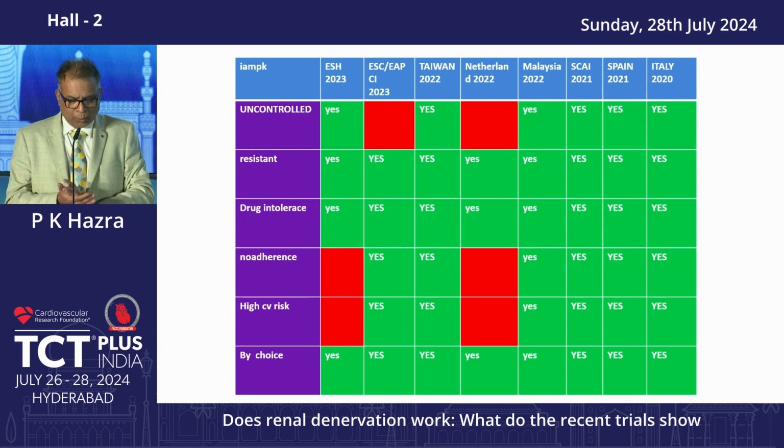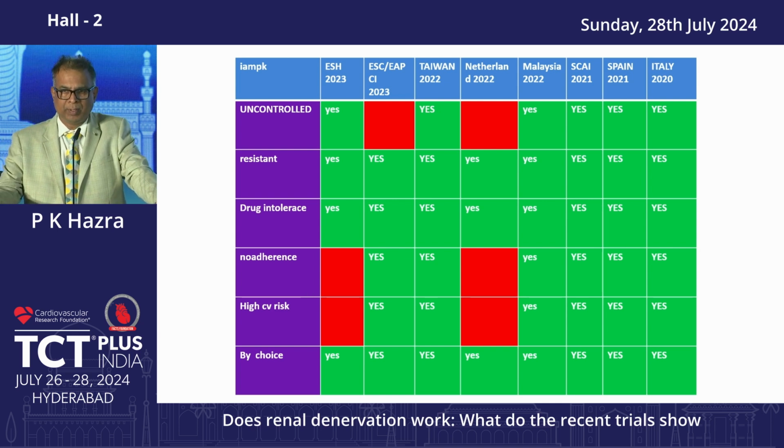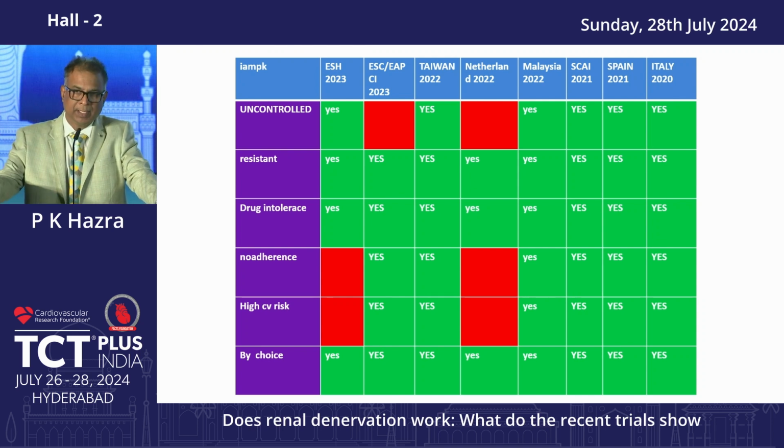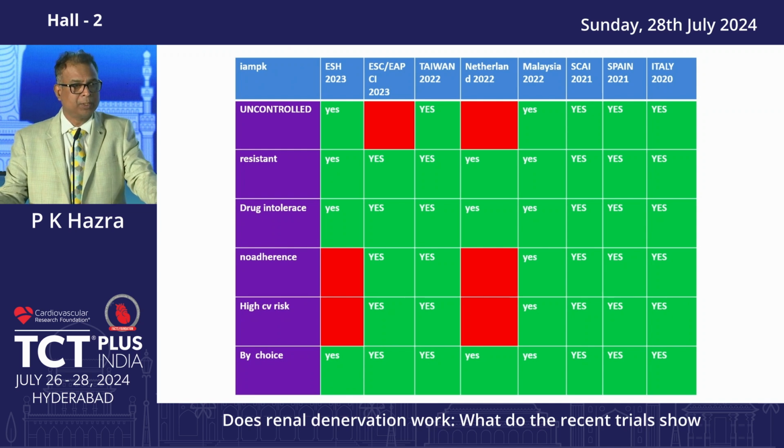So if you really want to get RDN done, which country should you travel to? You should travel to Taiwan, Malaysia, Spain and Italy, because it is indicated for uncontrolled hypertension, resistant hypertension, drug intolerance, non-adherence, high CV risk, by choice. So it's a democratic choice.